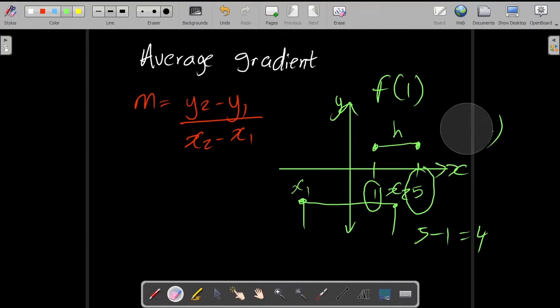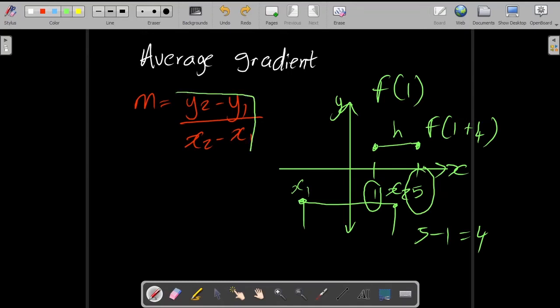So now this 4 comes from this h, which is basically the difference in the x values. So we can write this 5 as 1 plus 4. This is 4, it's supposed to be 4. And that is the notation that is used in most textbooks to show that from a certain point, in this case we have it as 1, you're adding some h, or a change in the x values, so that you can get the next x value. And we can transform this equation over here into this format.